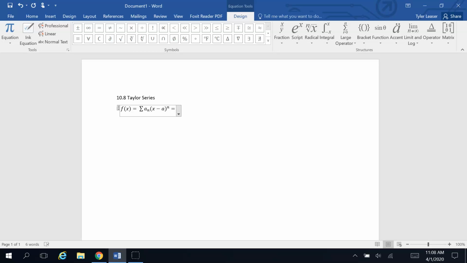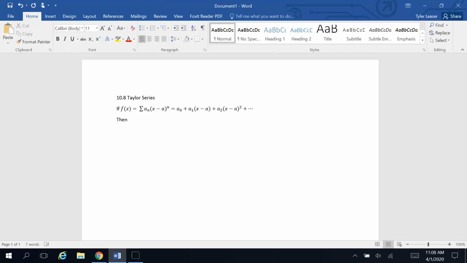So let's write out the first few terms here. Of course, the first term would just be the constant a sub 0. If I plug in n to be 1, I get a sub 1, and then just x minus a to the 1. Maybe one more term here, a sub 2, x minus a squared. And then there would be an infinite more of these terms here.